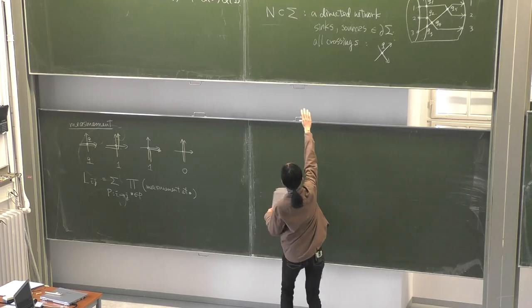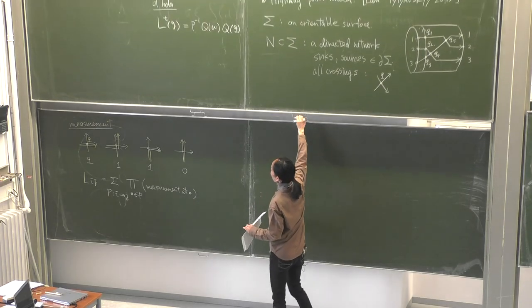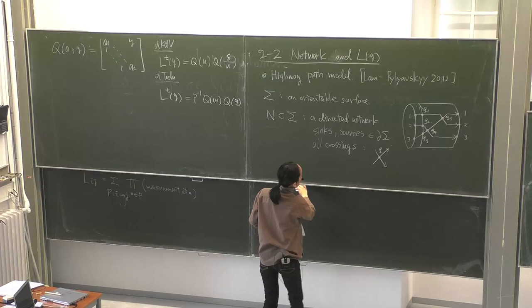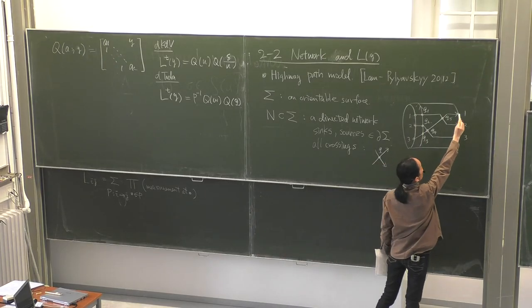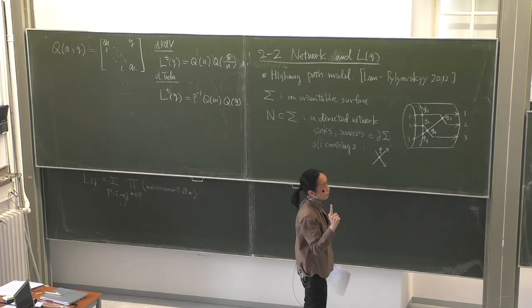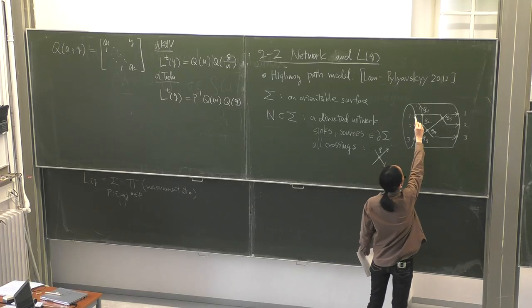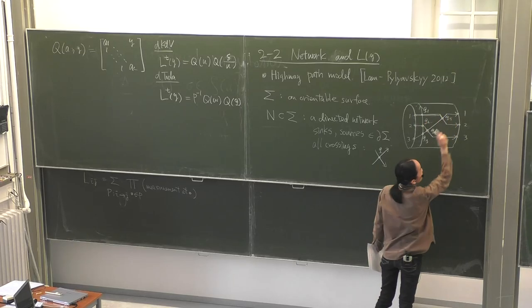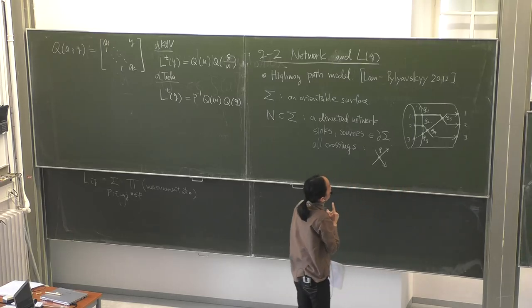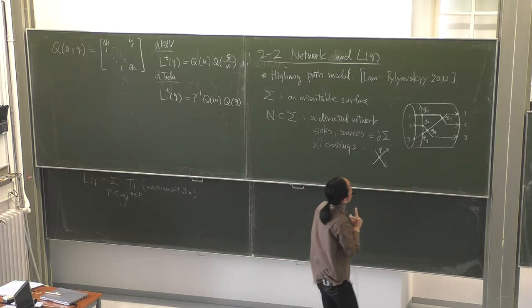For example, in this case, from 1 to 1, we only have one possible path, actually. So we first go this way and this way, this way and this way and this way. This is the only path.